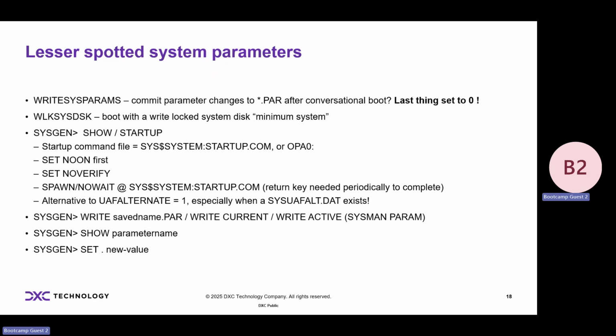Now, quite often someone will say, oh, I've forgotten the system password. Right, okay, no problem. Set UAF alternate 1, continue, and you find that you can't log in because some bright spark has created a SYSUAF_ALT.DAT. So that is one of the security things. If you think somebody's going to come along, then they need this next-level thing to use OPA0.